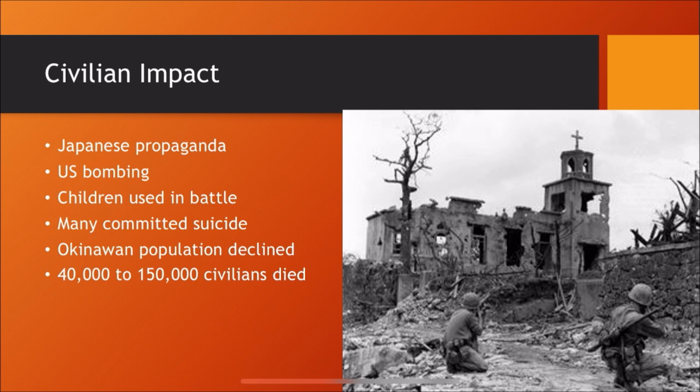Many citizens, including children, became soldiers for the Japanese army. About 2,000 students, for example, were used to help defend Okinawa. Unfortunately, only half of them survived. Okinawans also committed suicide because of the fear instilled in them by Japanese propaganda. Also, it was mandated by the Japanese army, and they were forced to commit suicide.